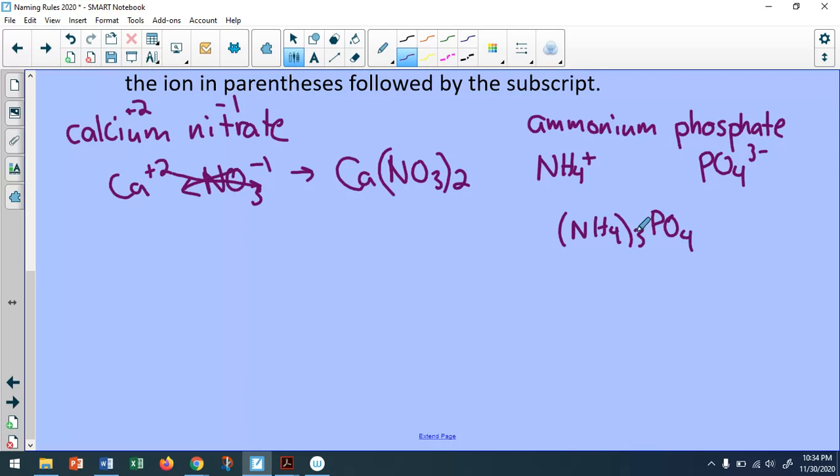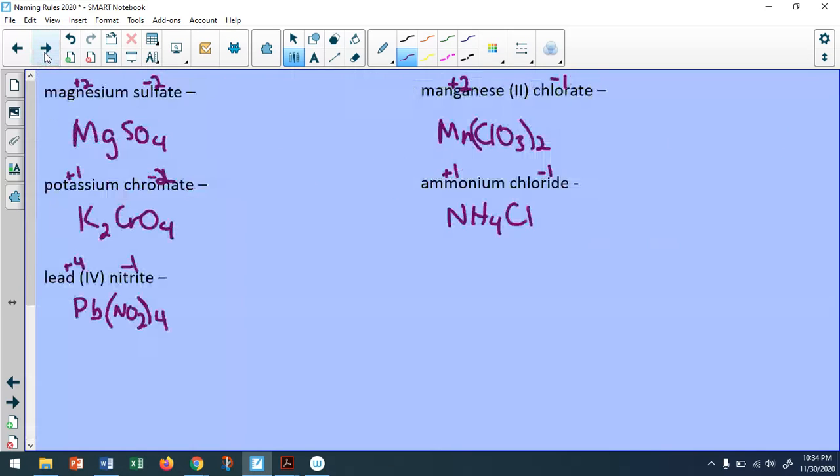So the next slide, I will have the answers to the examples that are listed in the right-hand column of your notes, and then you will follow up with the additional assigned practice. I wrote the charges in above the words, and then you see the final formula listed there for you.